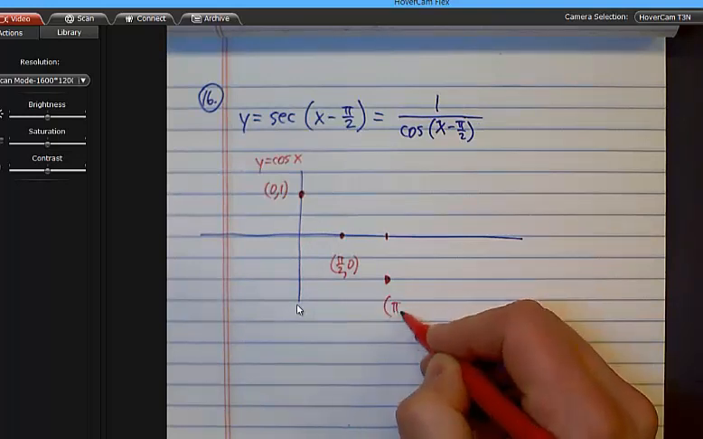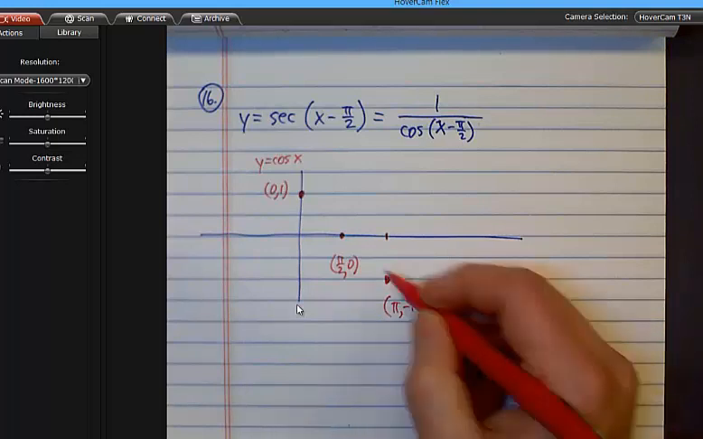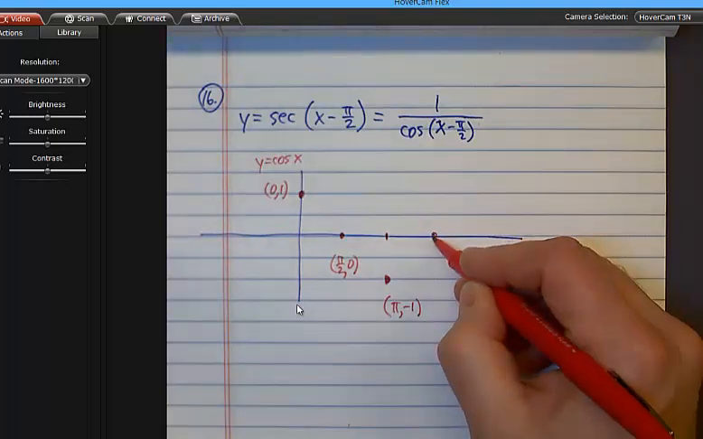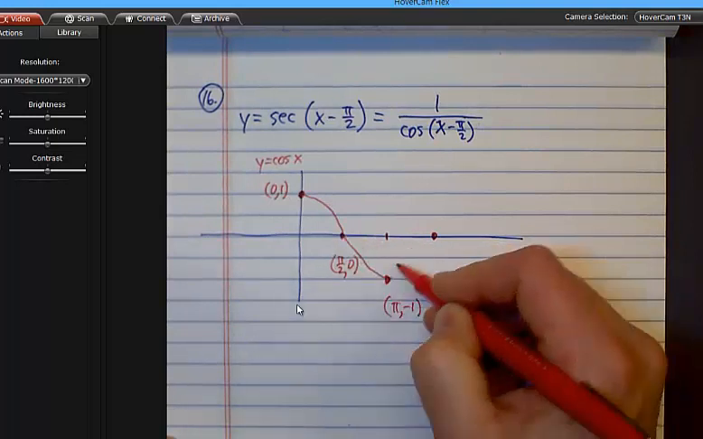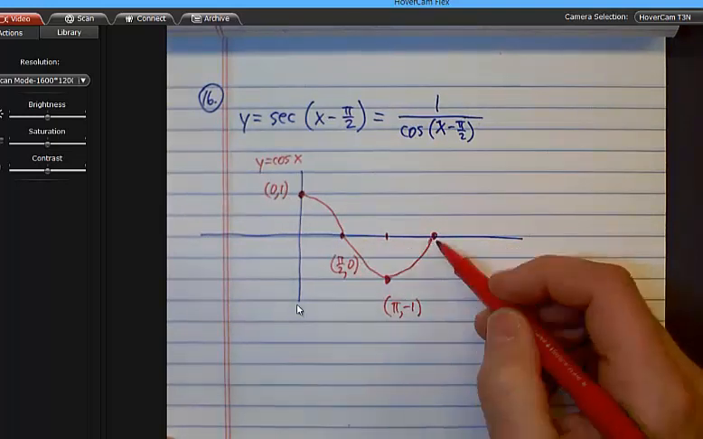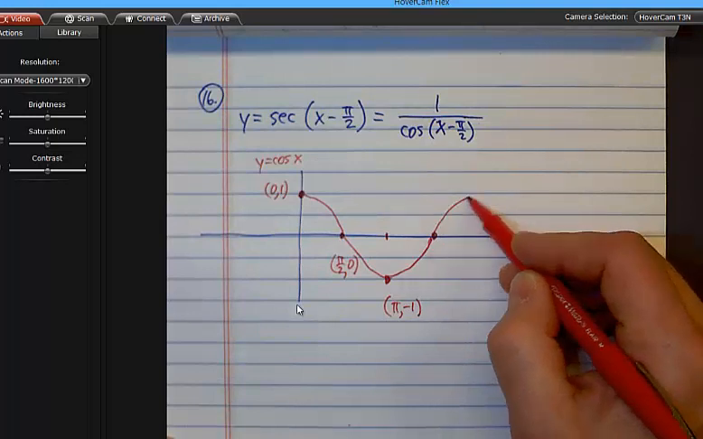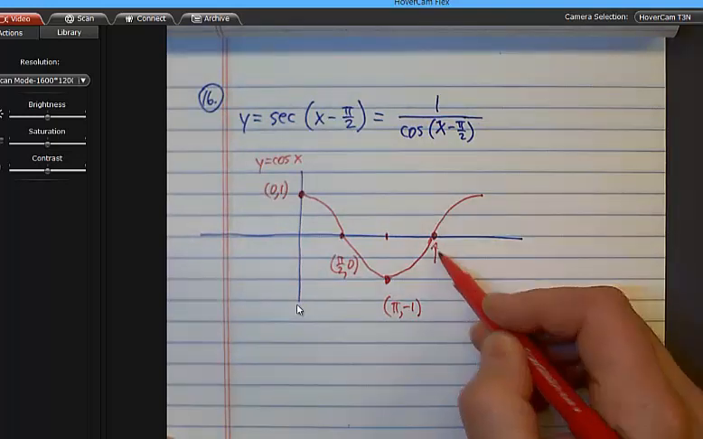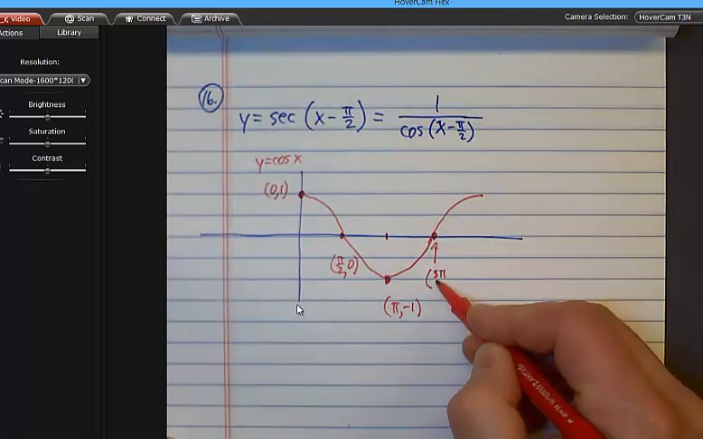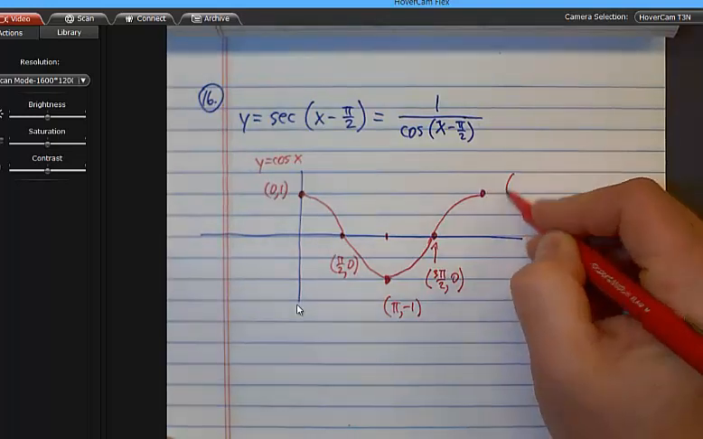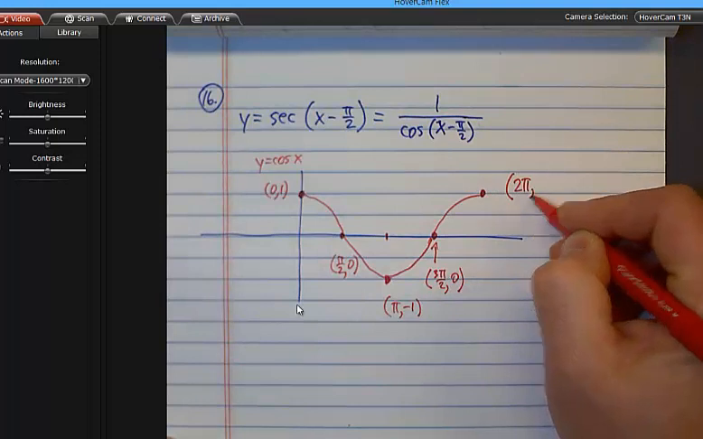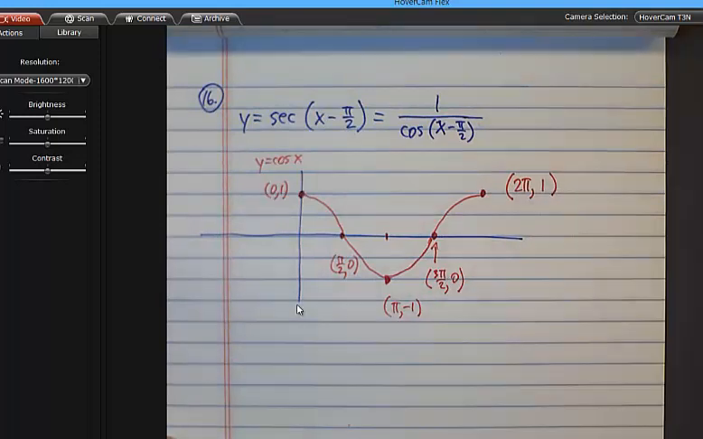Then I get to an important point here. Let me just graph one of these fundamental points. What would this point be here? This one would be 3 pi over 2 comma 0. And then finally here, what's this? 2 pi comma 1. How many are with me on this so far? Right? That's cosine.